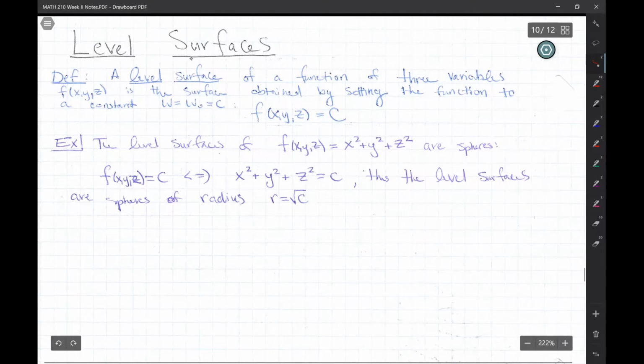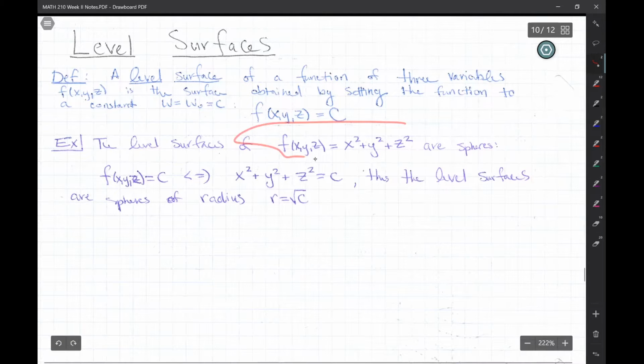So what's a level surface? A level surface is what you would obtain when you take a function of three variables and you set it equal to a constant. Okay? If you had a function of two variables and set it to a constant, that's called a level curve. And with three variables, you have a level surface. Let's see why it's a surface, okay?